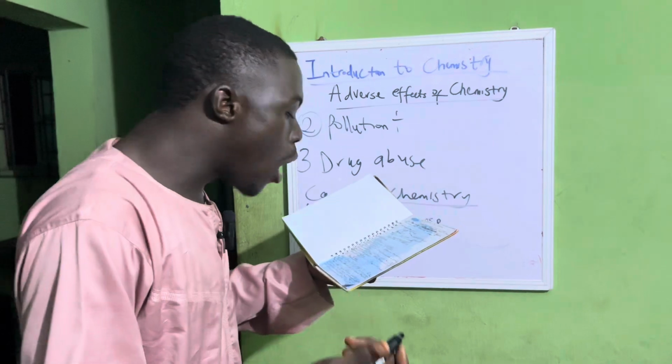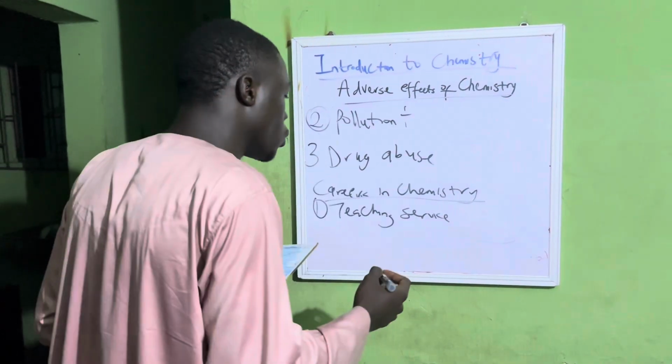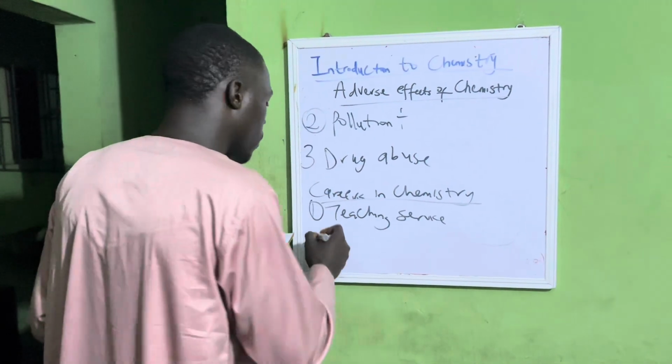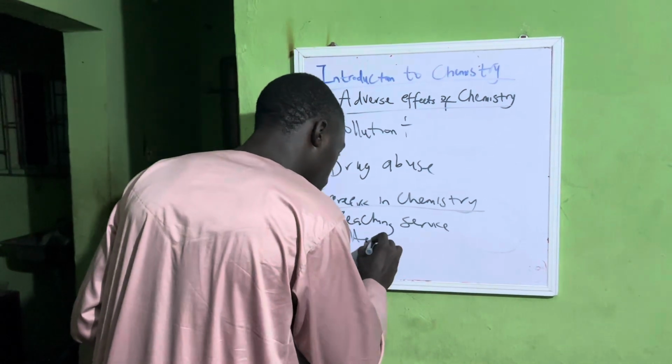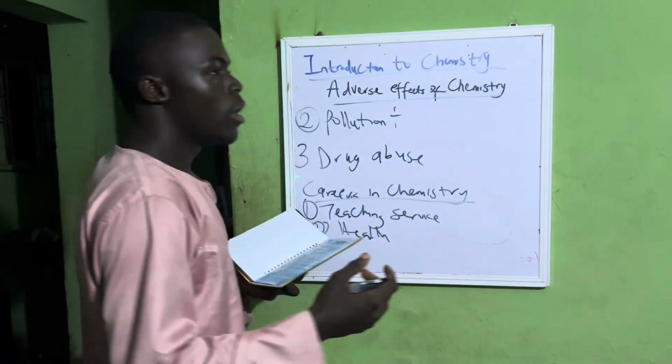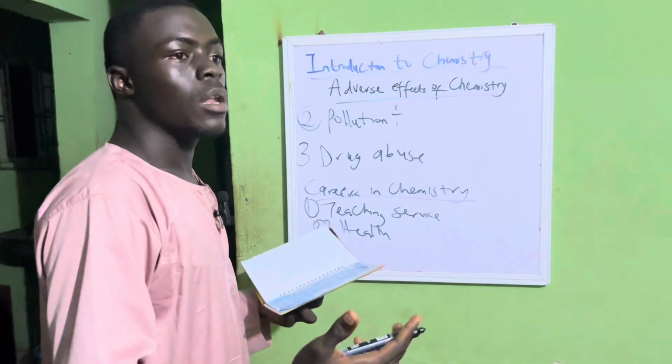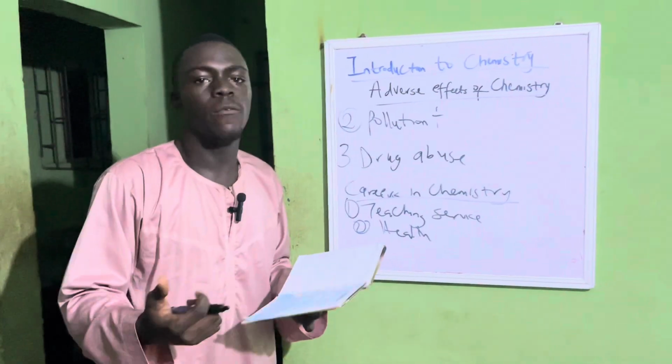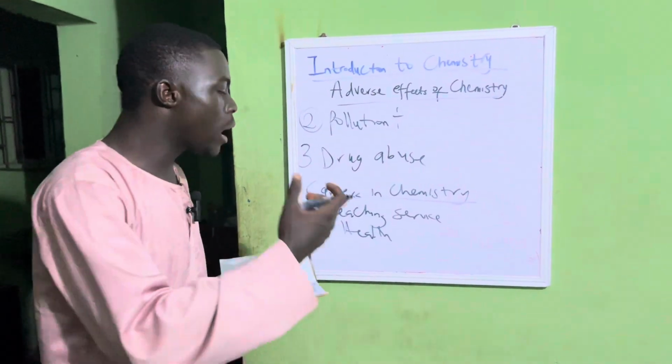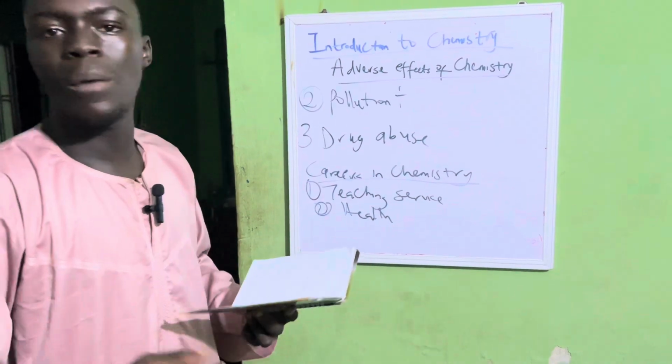Another one is you can work at the health centers or the health sector. Production of drugs is the work of industrial chemists and pharmacists. So you can work as an industrial chemist or a pharmacist.